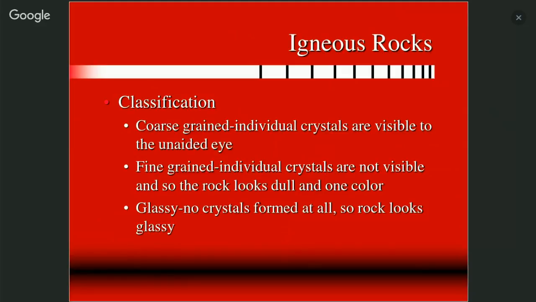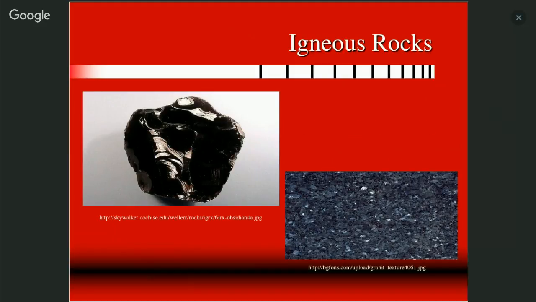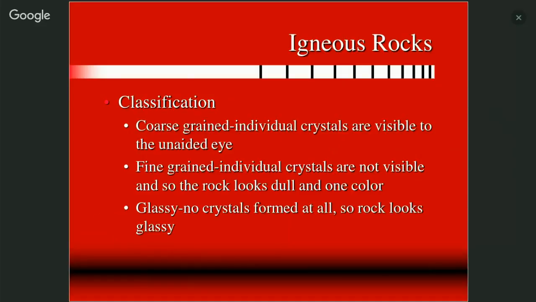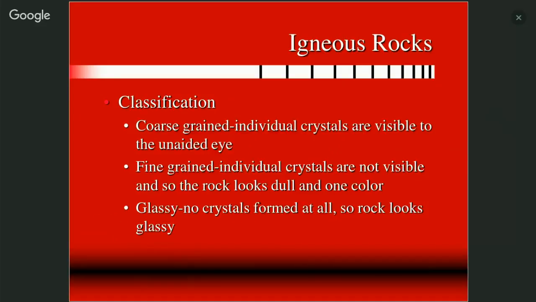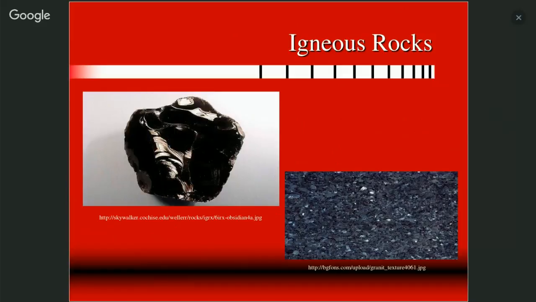So if you look at these pictures right here, the obsidian would be glassy, and then the granite would be a coarse-grained rock because you can see the individual crystals. And since the obsidian looks glassy, it's shiny, it's not going to be fine-grained because it's not dull. So those are igneous rocks, volcanic rocks.